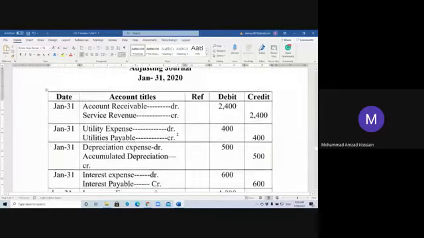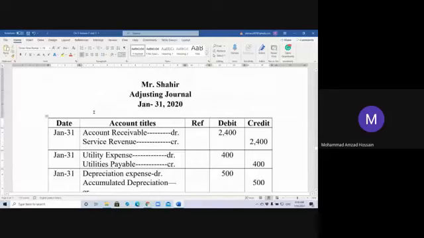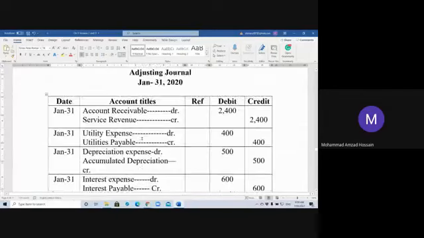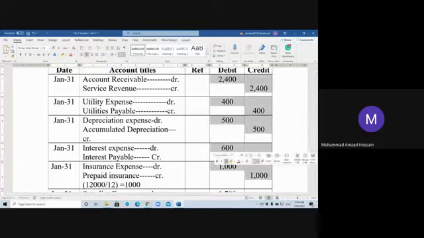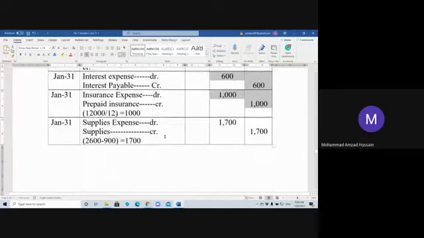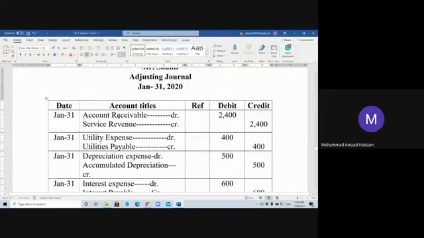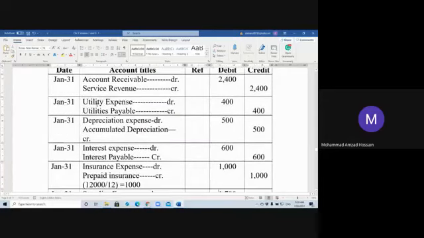So look, all the adjusting entries are almost similar for every case. The problem you will face is in the amount of the adjusting journal, because you have to calculate all these figures according to the accounting period. That's why it is a little bit tricky. But if you look at the entry, you will find the same entry for all cases.